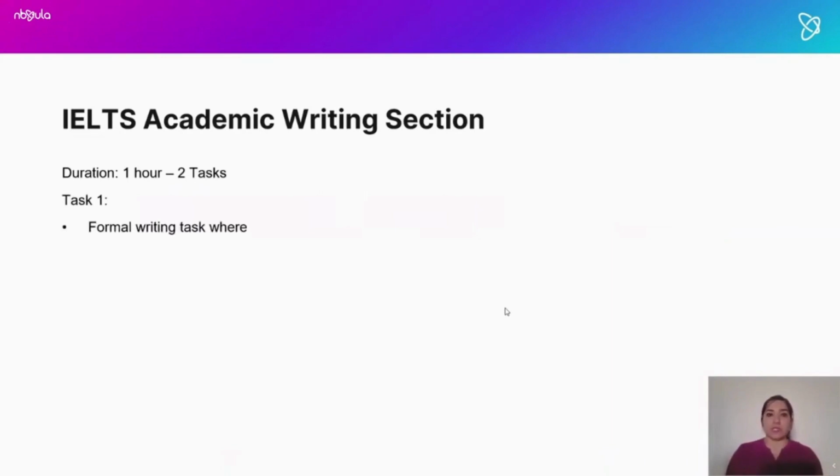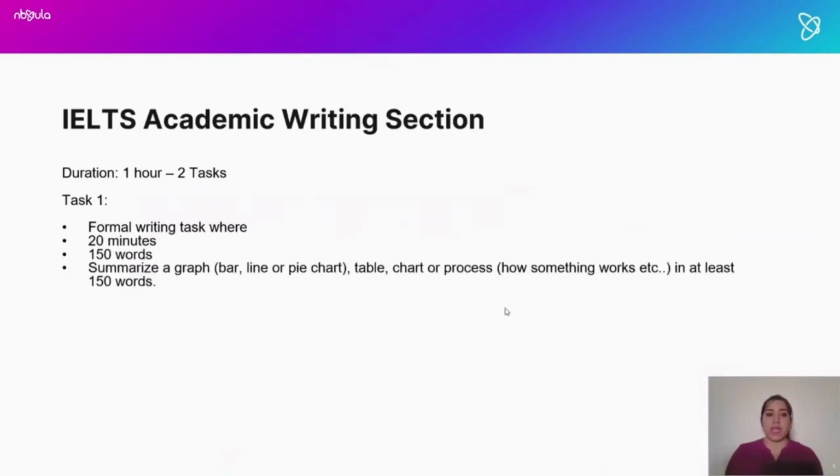Task 1, it's a formal writing task where you'll have 20 minutes to complete this task, in 150 words. And basically all you have to do is summarize either a graph or a table or a chart or a process. A process basically, you know, how something works and things like that. Again, in at least 150 words, right? So you're writing a short report that's summarizing the main features of the data presented to you.